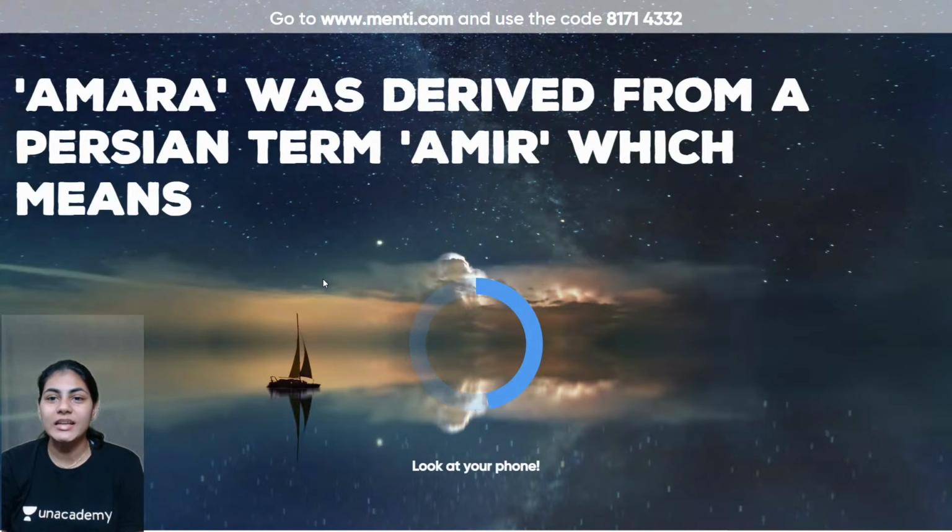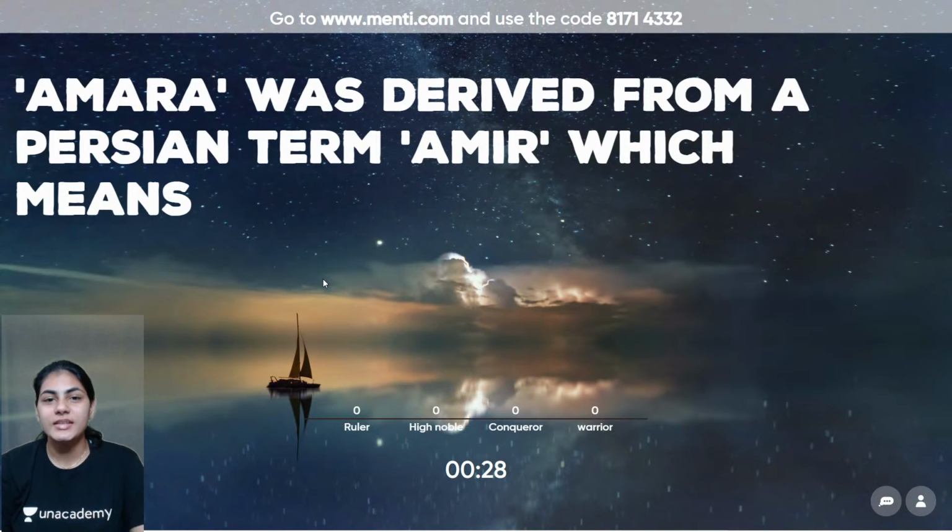Amara was derived from a Persian term Amir, which means dash. This is in a box in your textbook. The term Amara was derived from a Persian term Amir, but what does the word Amir mean? Is it ruler, or does it mean high noble? Does it mean conqueror, or does it mean a warrior? What is the meaning of the word Amir?